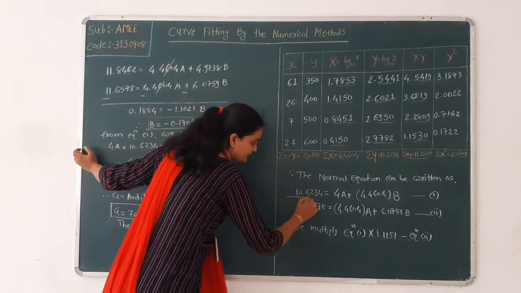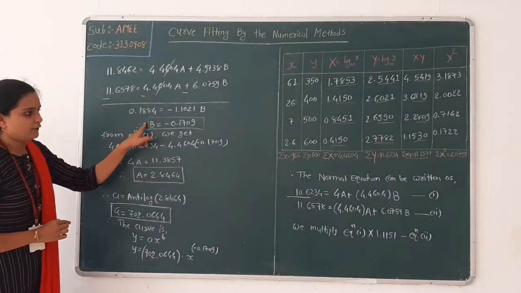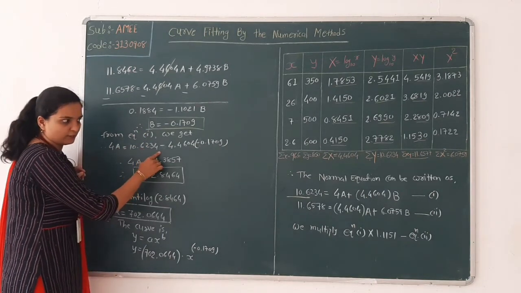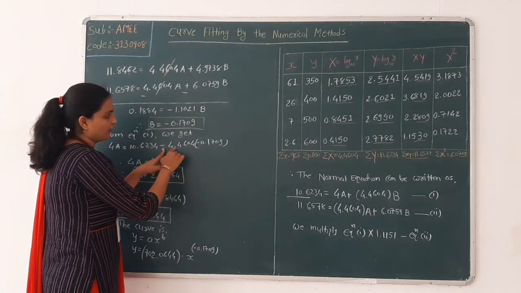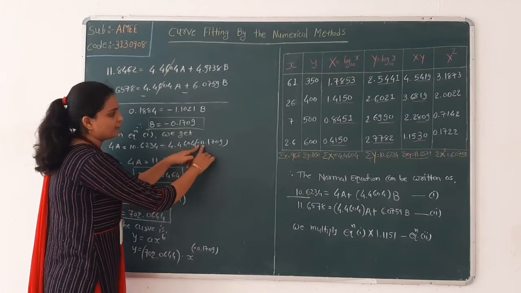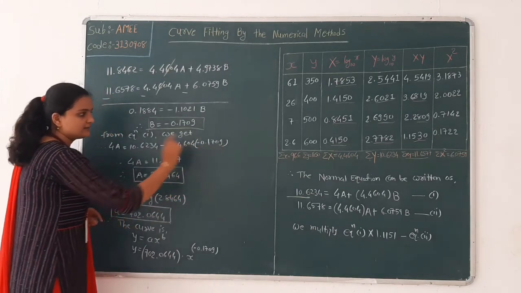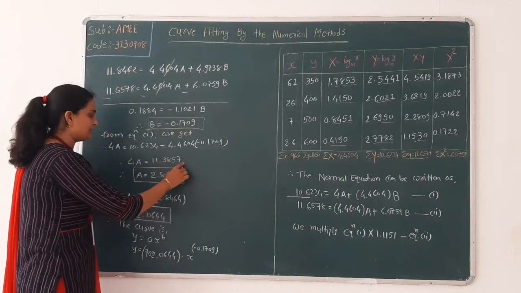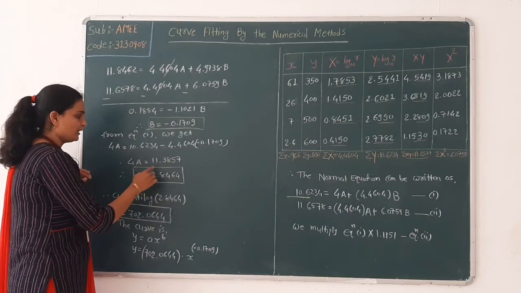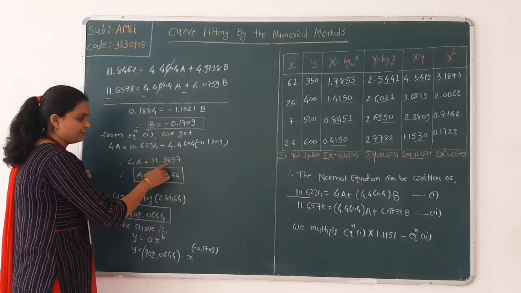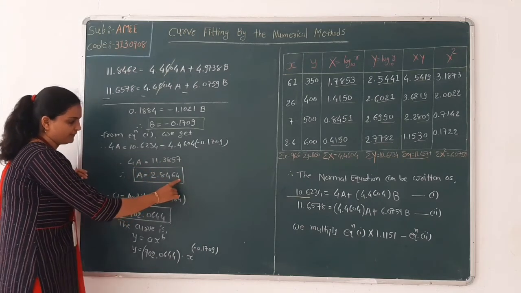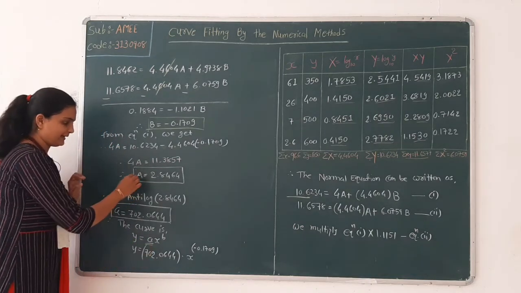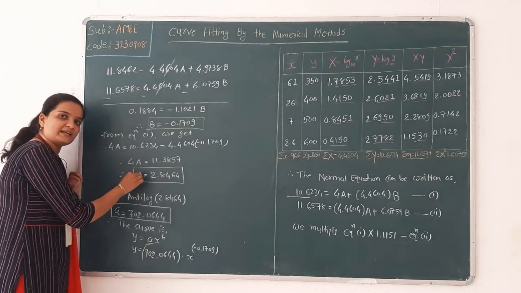So equation 1 is this one. So put the value of B. So the equation will be 4A equals 10.6234 minus 4.4604 times the value of B, which is minus 0.1709. Therefore 4A equals 11.3857. So our A equals 11.3857 divided by 4, which is 2.8464. Now in our main equation we have small a, and capital A is log to the base 10 of small a.